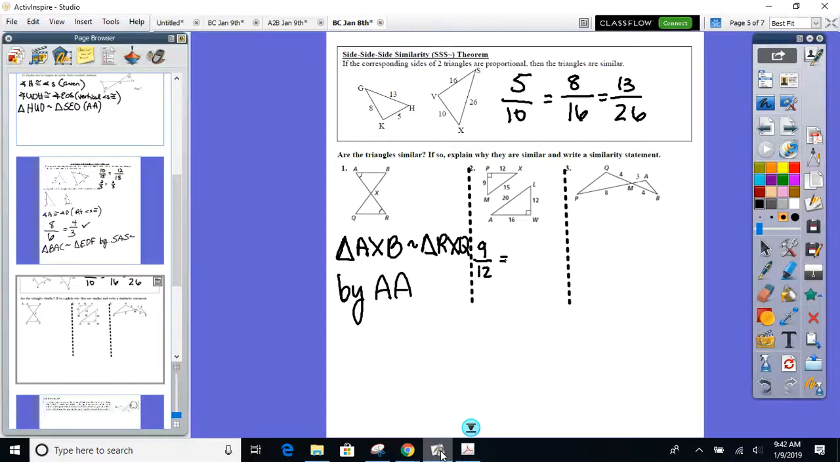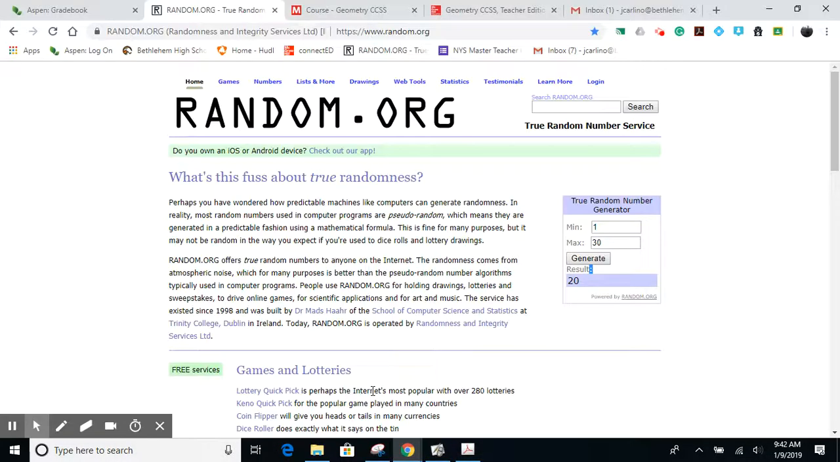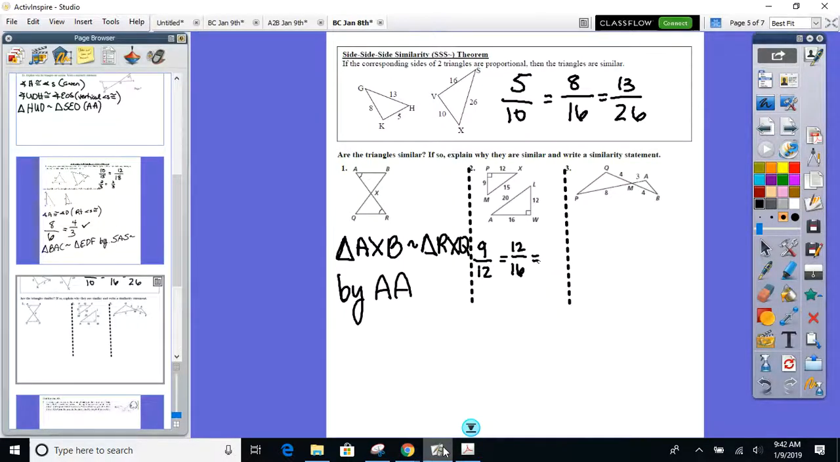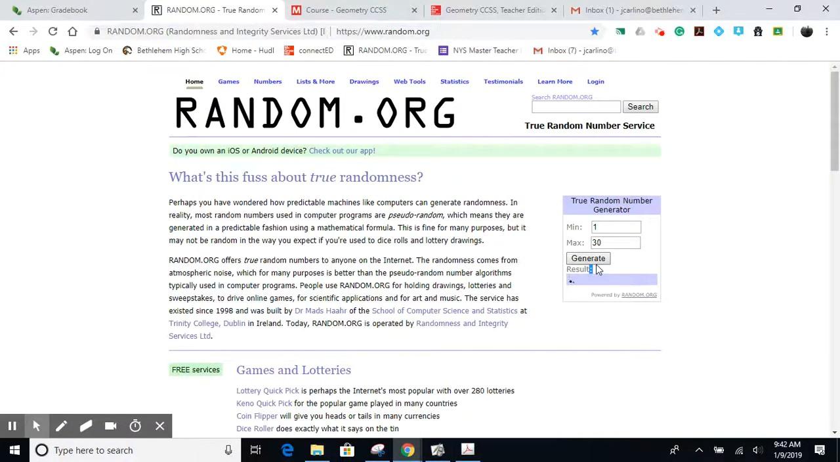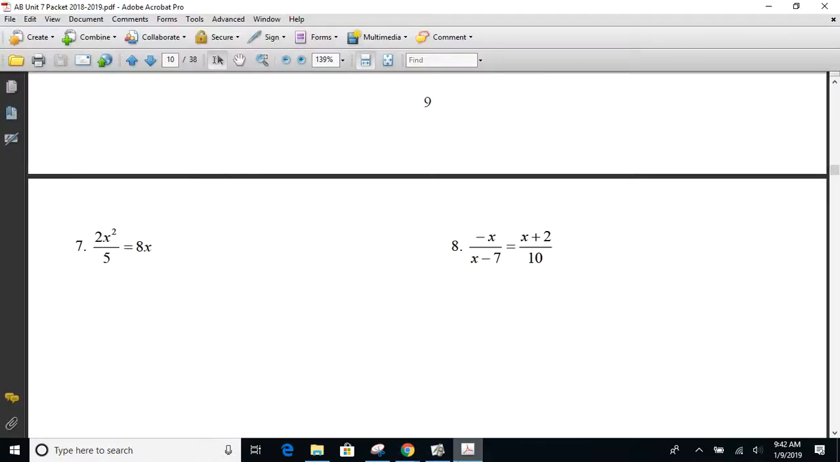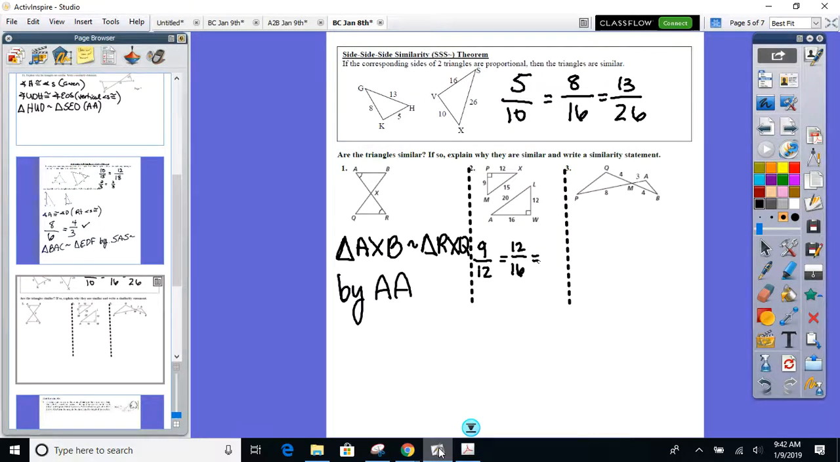You're on fire, Claudia. 12 over 16. And is that the same ratio as one more? What do you think, Claudia? 15 and 20. Look at that. Yep. Full circle, as we like to say.